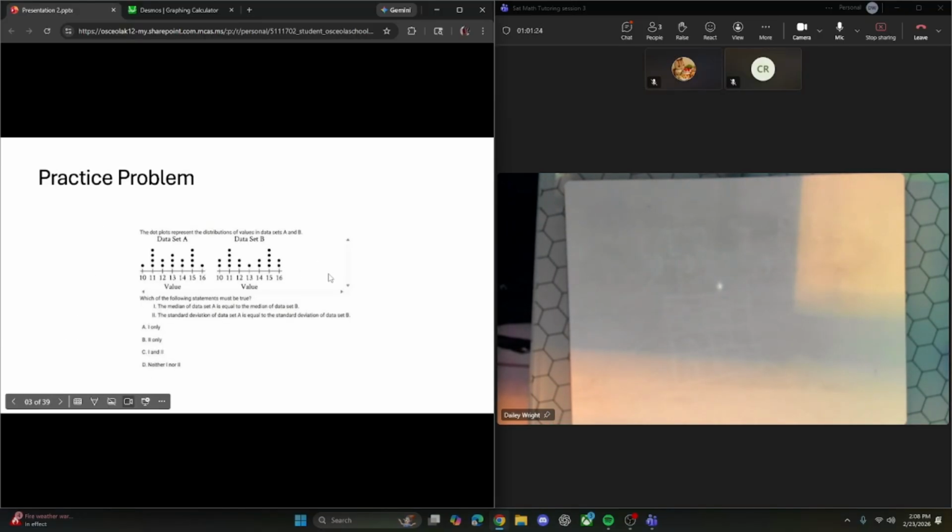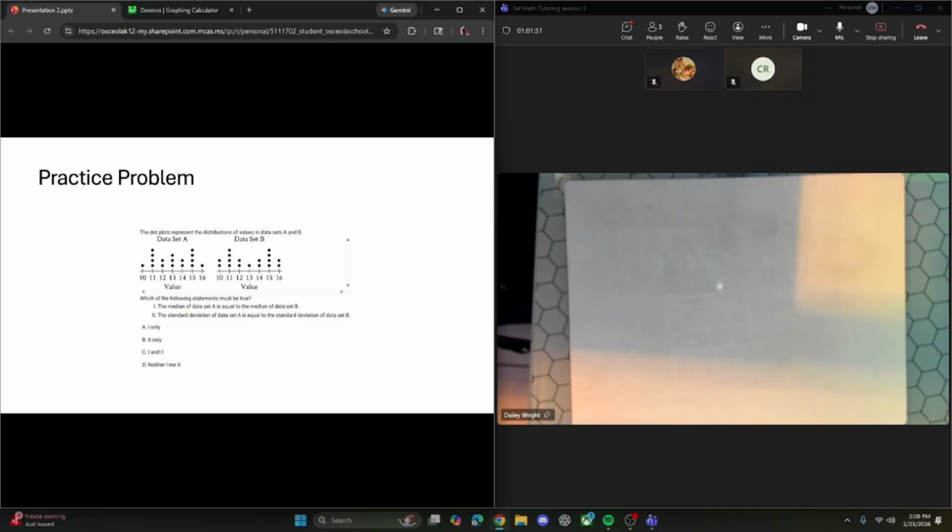So let's go through a few practice problems. The dot plot represents the distributions of values in datasets A and B. Which of the following statements is true? The median of dataset A is equal to the median of dataset B, and the standard deviation of dataset A is equal to the standard deviation of dataset B. So if we look at these dot plots, let's look at the median first.